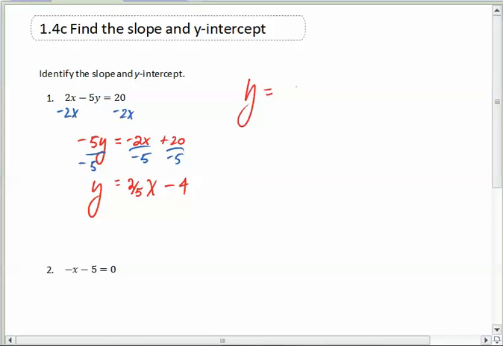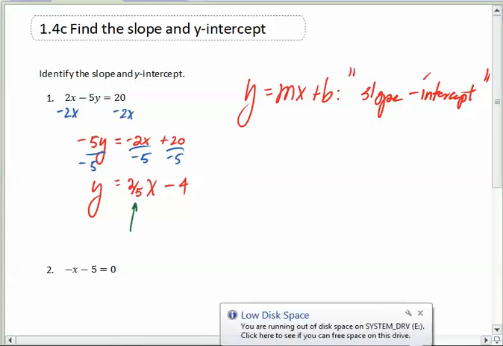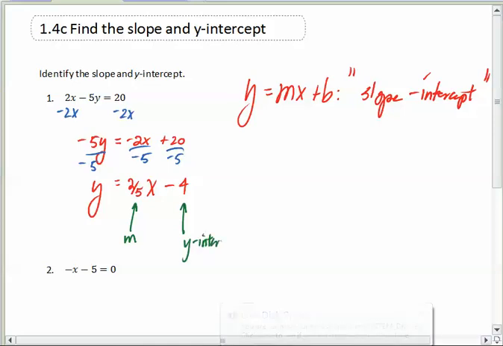So in other words, our goal was to get this into this form, right? Which is slope-intercept form. That's the slope-intercept form. So the reason it's called that is obvious. We can look at the equation and find the slope, and we can find the y-intercept. Okay, so the slope in this case is 2/5. The y-intercept is negative 4.